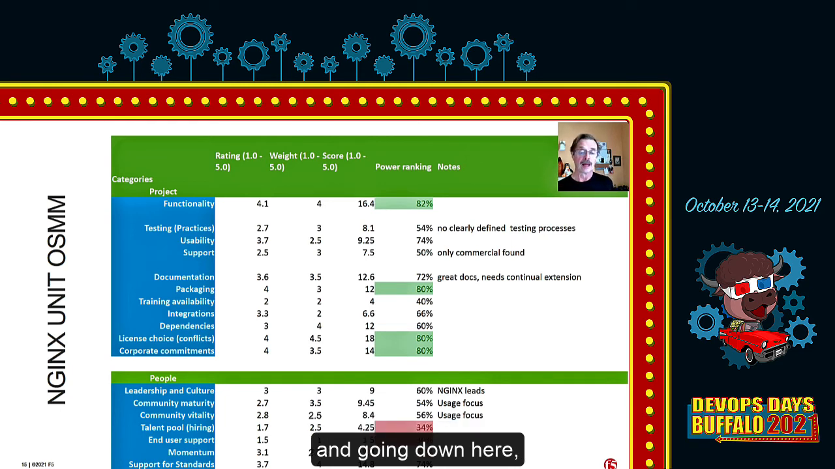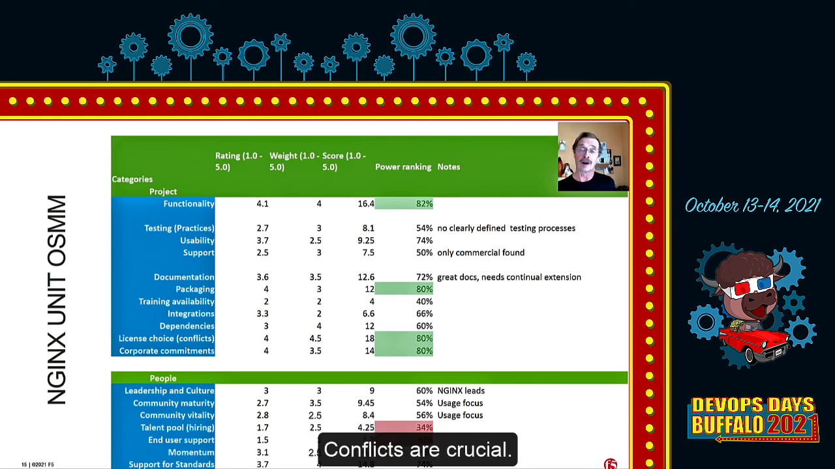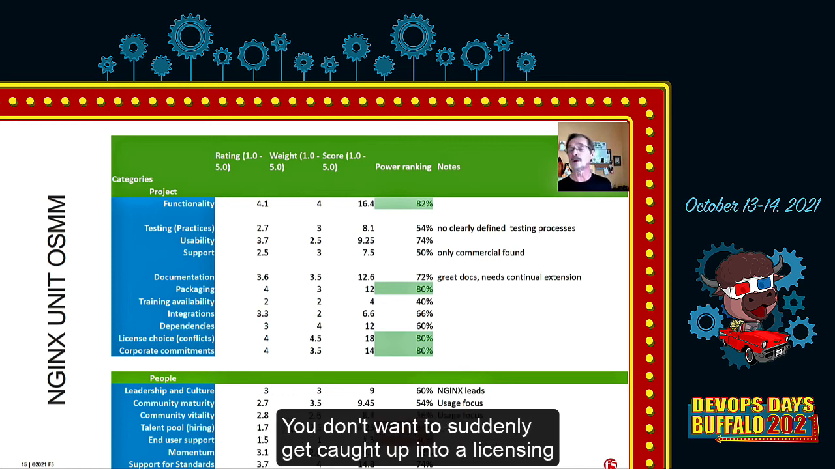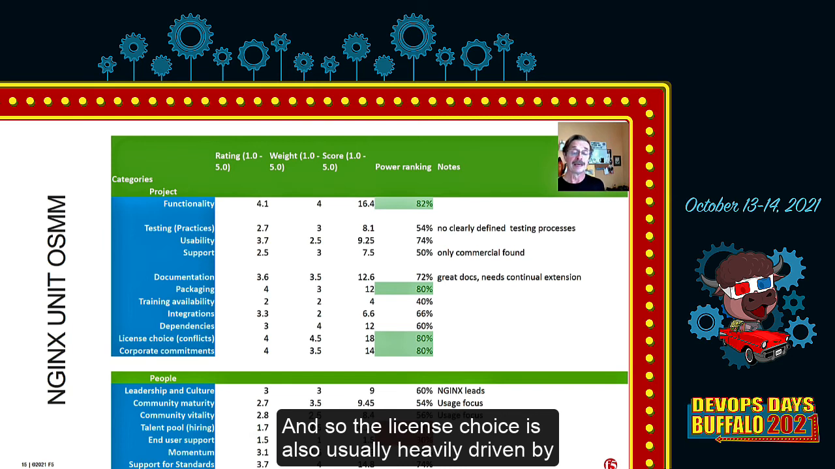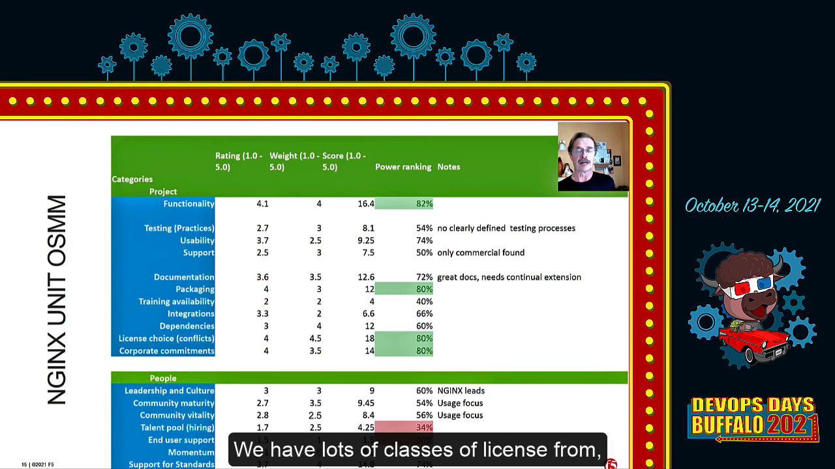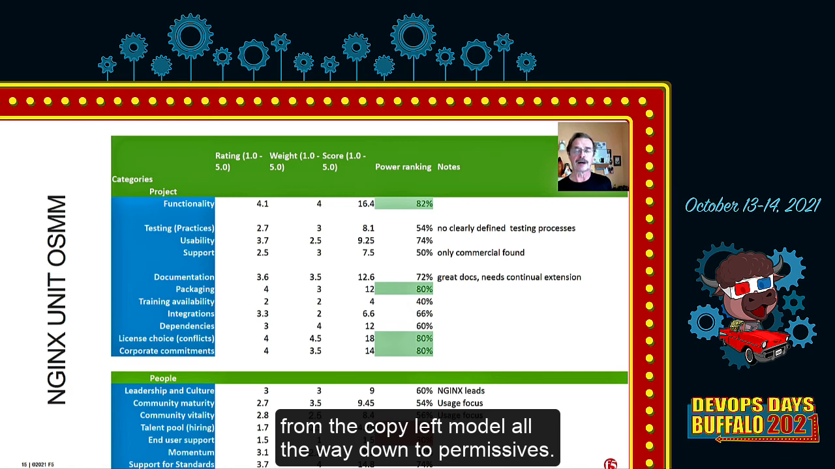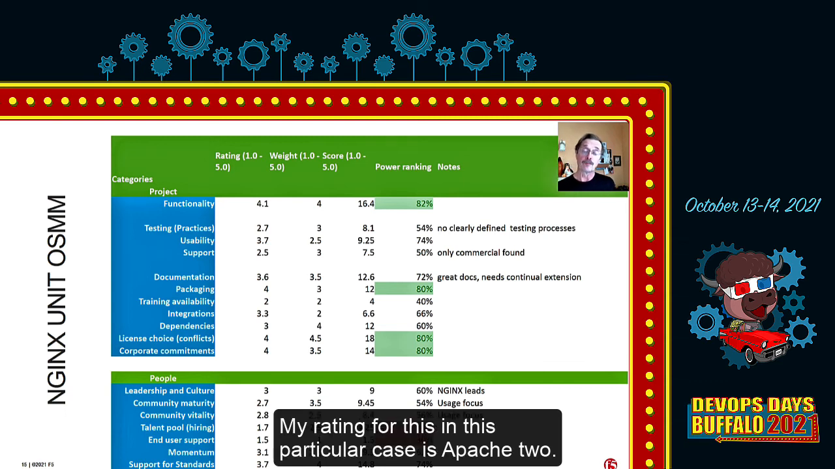And going down here, one of them I want to call out in particular is license choices, particularly around conflicts. Conflicts are crucial. You need to be able to look at this. You don't want to suddenly get caught up in a licensing confrontation or battle at some point. And so the license choice is also usually heavily driven by legal involvement. We have lots of classes of license, from the copyleft model all the way down to permissives, and one's kind of in the middle. My rating for this, in this particular case, is Apache 2.